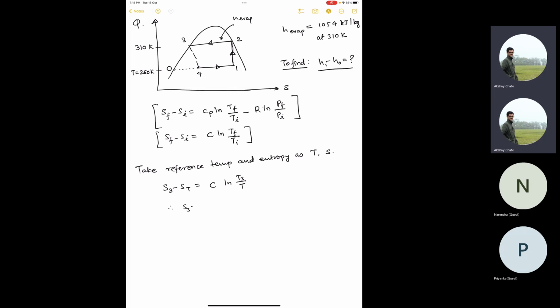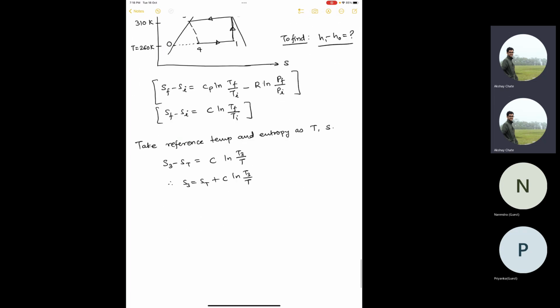Therefore, S3 is some sort of reference entropy plus C ln T3 by T, right? Now, you know T3, which is 310 Kelvin. You know C, which is 4.8 kilojoule per kg Kelvin. But ST and T are unknown. So, we are not getting anywhere. So, what do you do?